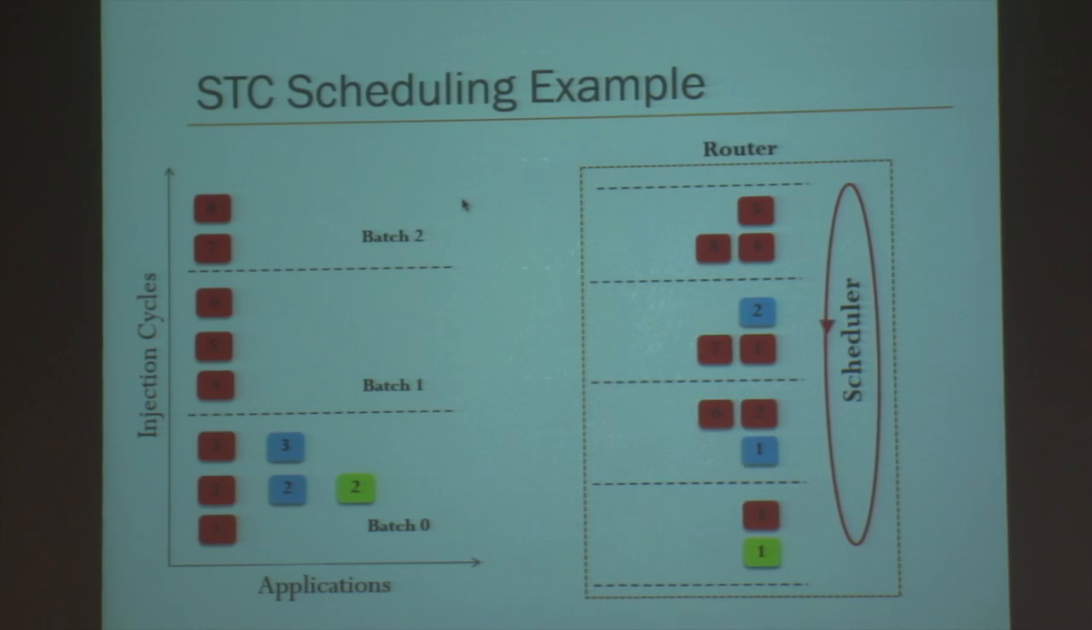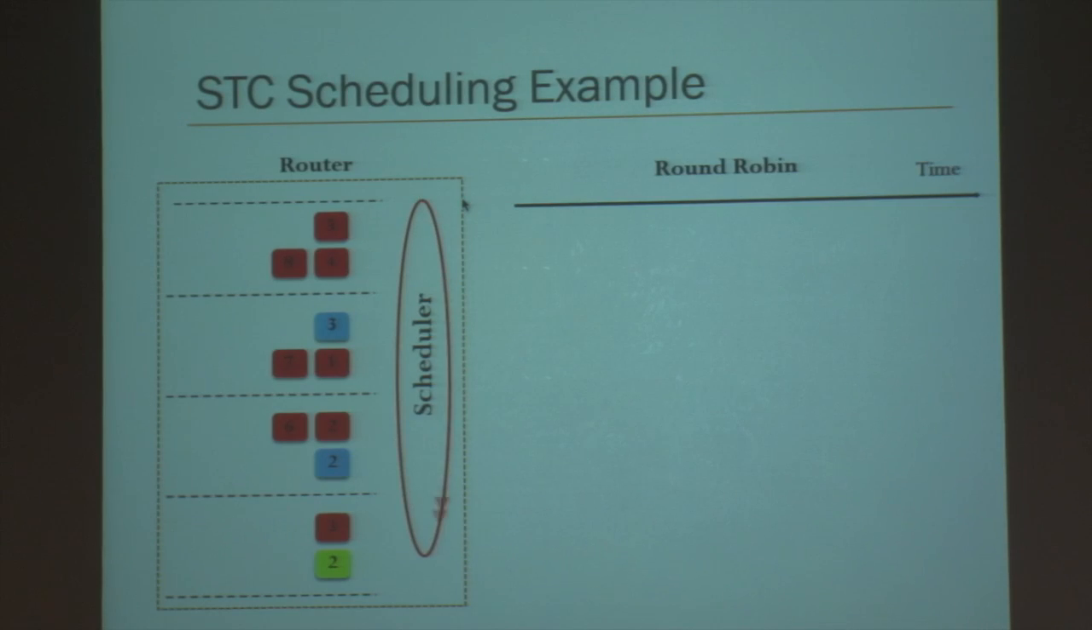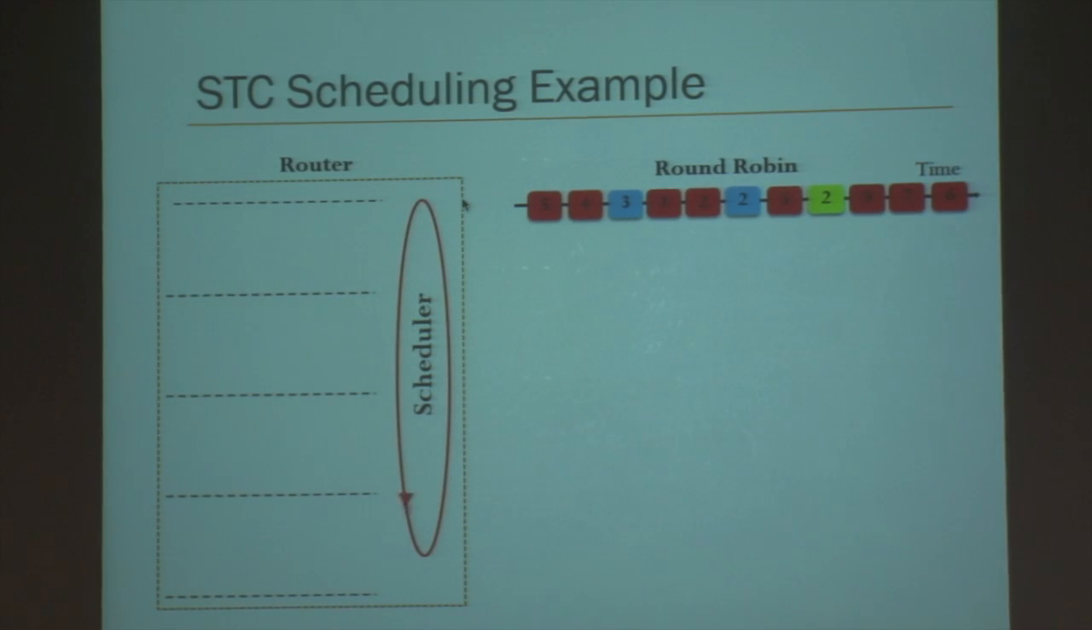Now let's see 3 different scheduling approaches. The first one is round robin. You just pick one each cycle. So I picked 5, then 4, 3, 1. You just keep on picking the front packet. So you would end up with an order like that.